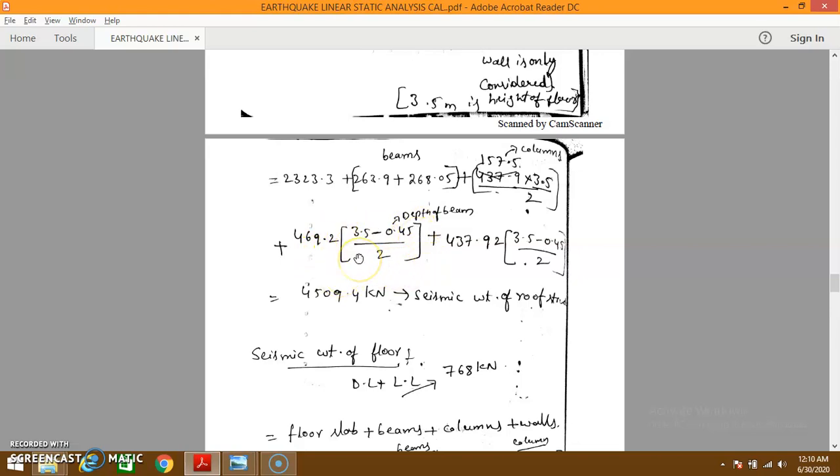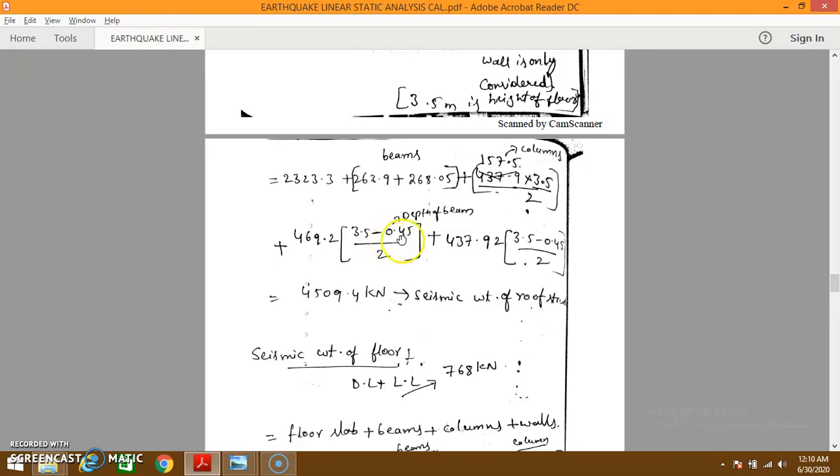The beam, sorry, this is the wall. 469.2 into wall means 3.5, the total height of the floor, 3.5. Wall means up to the depth of the beam we consider wall.